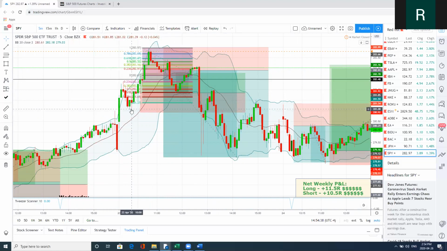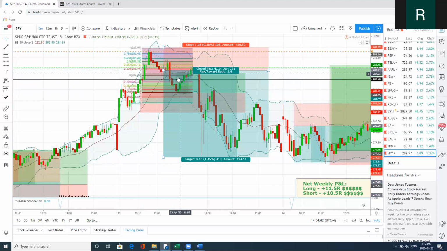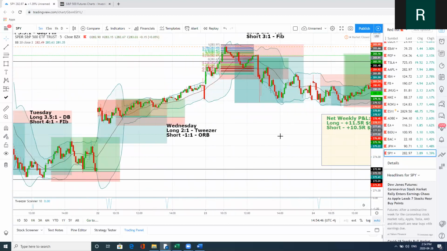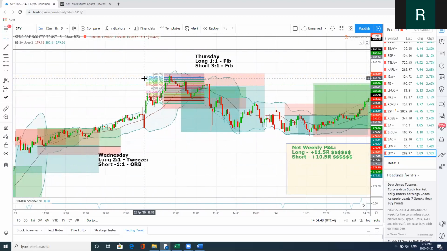We have this retest right over here, and then we have an extension. So from a long perspective, what you would have done on this setup, let me just move over this chart here. You would have definitely gotten on this Fibonacci pullback here. This is a pullback, entry above, stop above. You could have easily got one.